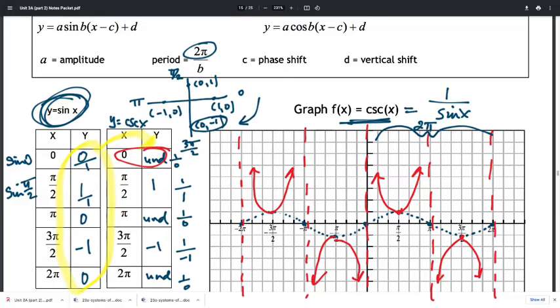You don't have an amplitude for any of the others. The only two functions that have amplitudes are sine and cosine. The rest of them do not. But that's what the cosecant graph looks like. All right, let's do secant.